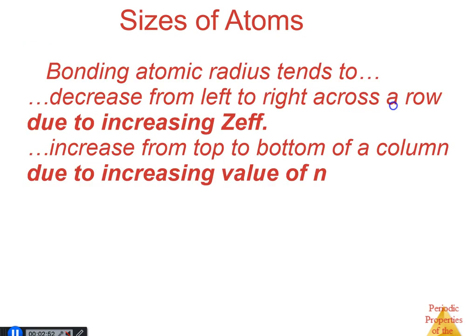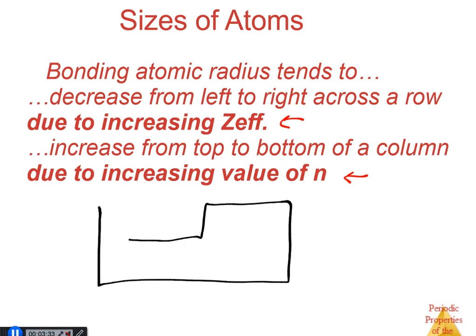Now, this is important. It's one of the trends you must know, and bold is the reasoning why. This bonding atomic radius, or the size of the atom, generally will decrease as you move from left to right across a row due to increasing effective nuclear charge. The size increases from top to bottom of a column due to increasing value of n. I'm going to explain. If you feel like writing that down, feel free. When I get done with this, we're going to move to the next slide, whether you're done writing or not.